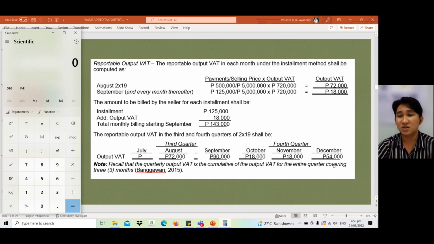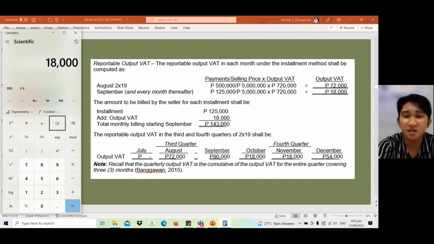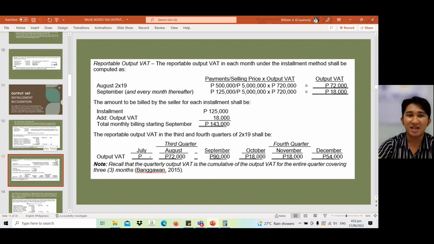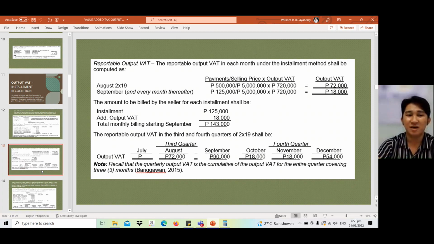Pero tingnan nyo, on the last quarter, naging 54 yan. Kasi, sabi ko nga, on the last quarter, ino-cumulative po yan. Plus 18,000. 54,000 bang babayaran natin, sir, during December? Hindi po, kasi nga, meron na tayong na-remit na 18,000 on November and 18,000 during October. So, 18,000 pa din yung babayaran natin sa December. Kaya nga lang, naging 54 siya, because cumulative po ang presentation natin. Magta-tax credit lang tayo. Okay? So, yan po ang ating installment recognition of output VAT.